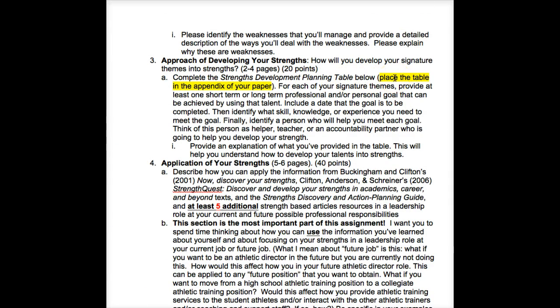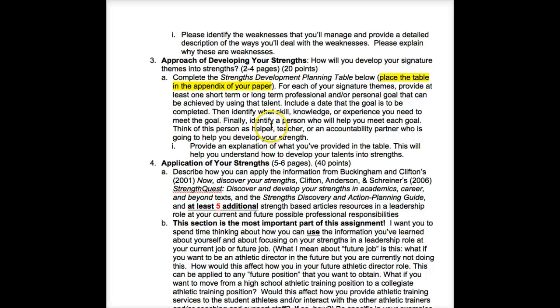And put the table in the appendix of your paper. For each of your 5 signature themes, provide at least one short-term or long-term professional and/or personal goal that can be achieved by using that talent. Include the date that the goal is to be completed. Then identify what skill, knowledge, and/or experience you need to meet the goal. Finally, identify a person who will help you meet each goal.